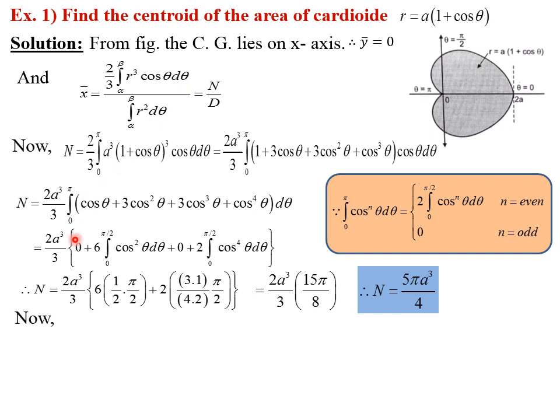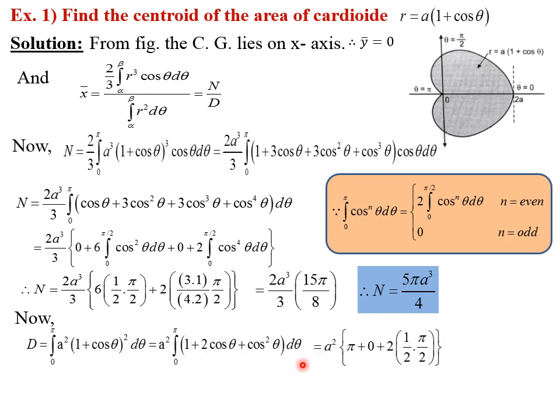Now the next thing is d. According to the formula, d is equal to, again in the upper half, theta will vary from 0 to pi, so integration will run from 0 to pi r square, that means a square into bracket 1 plus cos theta whole square d theta. Again apply the same process and simplify it further by using the reduction formula.